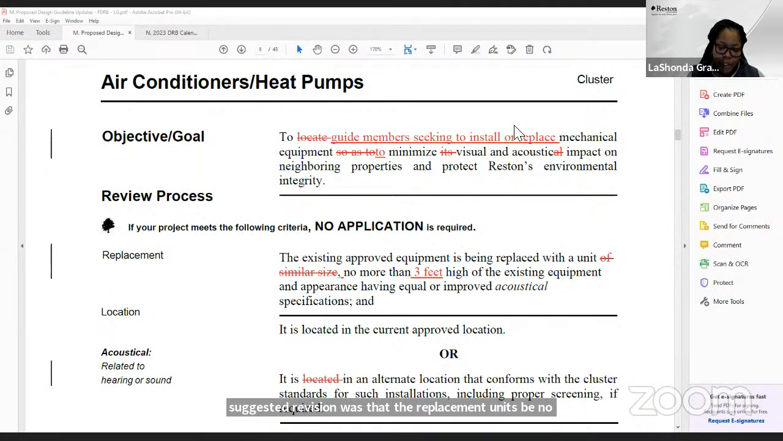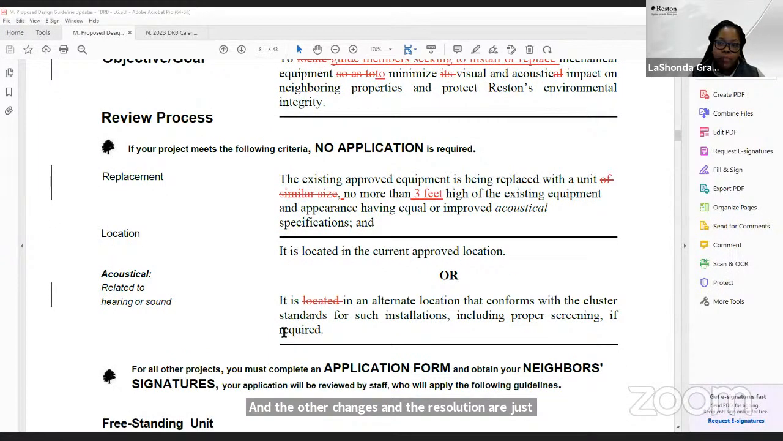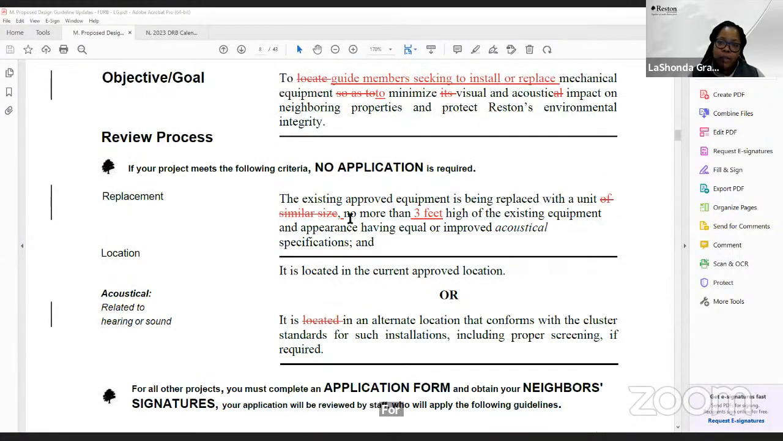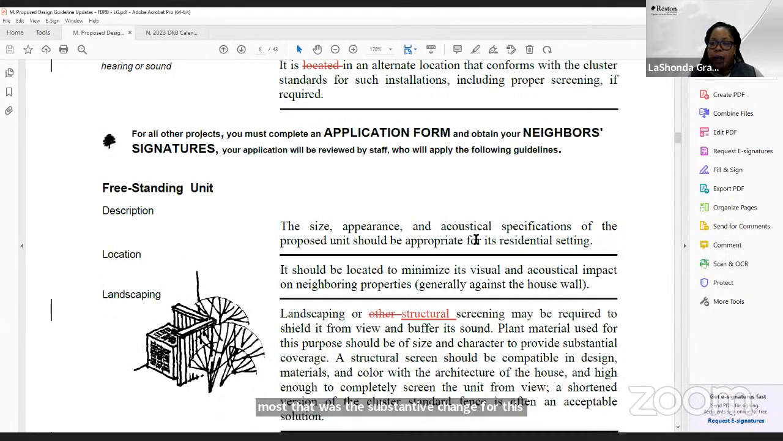And the other changes in the resolution are just for clarification, nothing substantive. That was the substantive change for this application. I mean, for this design guideline. Also, just changing other to structural for landscaping for freestanding units for HVAC.